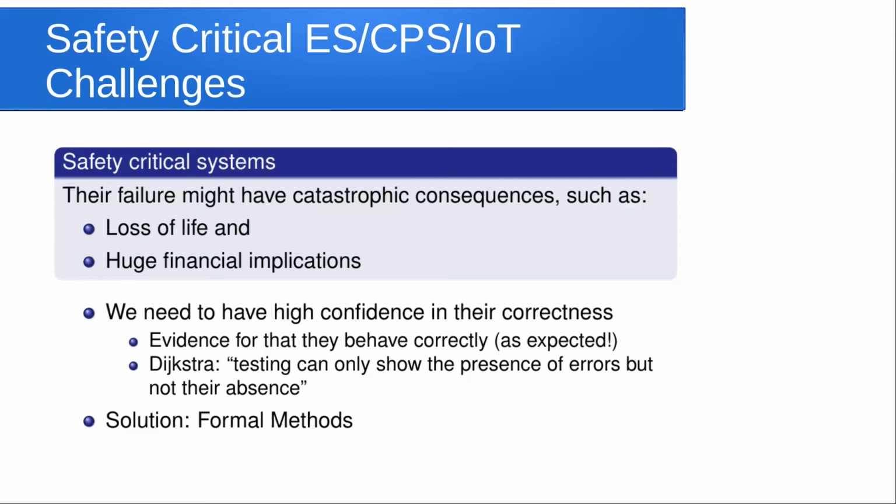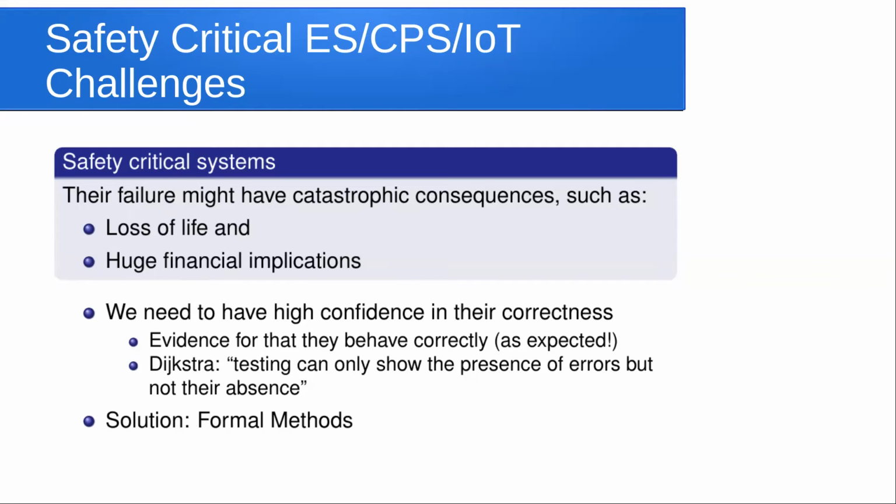Usually catastrophic consequences could lead to loss of life, as happened in the Bhopal gas tragedy, or they could have huge financial implications. Remember that huge financial implications often kill people also. It's one way or the other. So for safety critical systems, if you are deploying such things in your business, or using them as a customer, you should demand from the vendor that they prove their correctness with high confidence. What is correctness? Correctness means that there should be evidence that they behave correctly as expected.